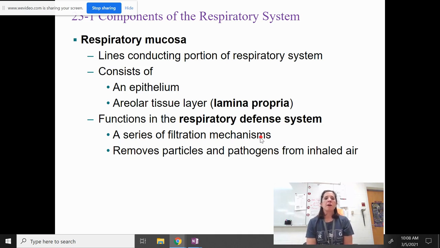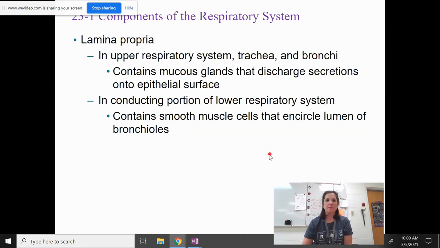Respiratory mucosa is a really important part of the respiratory system. There's mucus that lines the respiratory system. It has different layers: an epithelium and the lamina propria. And this is our defense mechanism. Big part is that it filters the air and warms the air, but the big defense mechanism is removing the particles and pathogens that come in from the air.